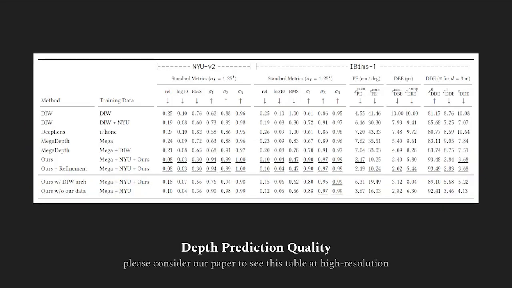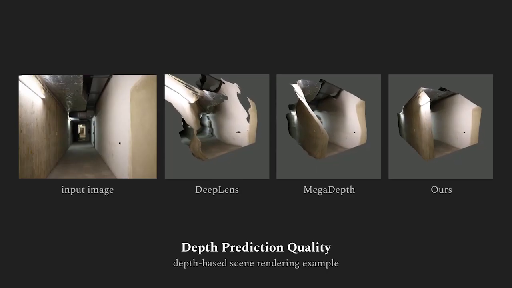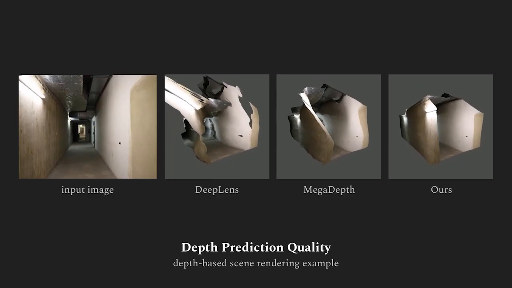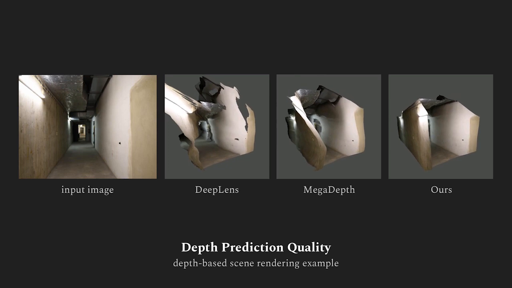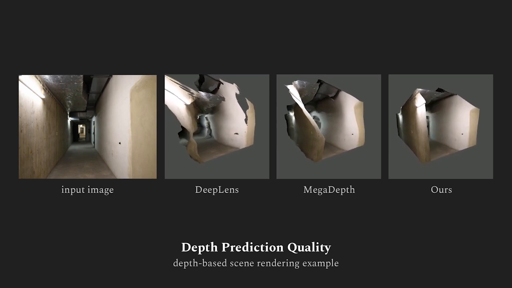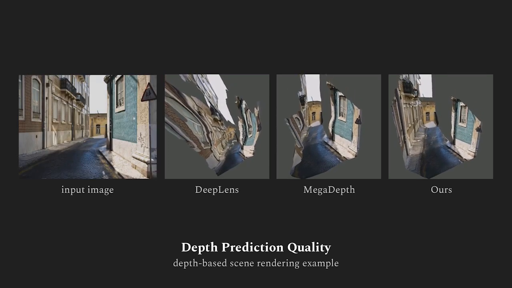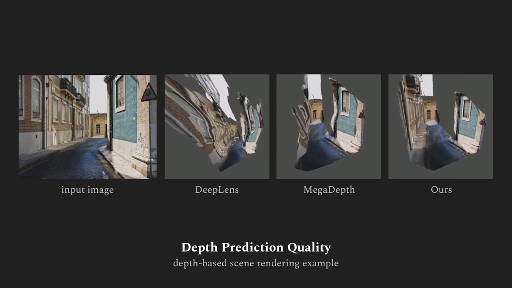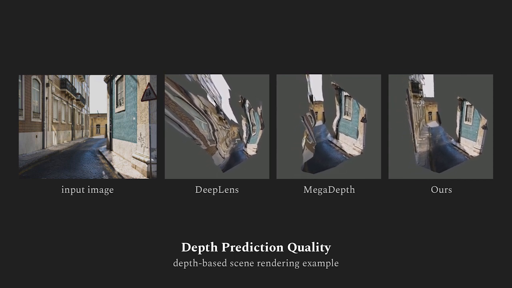We evaluate the effectiveness of our depth prediction model on the NYU-V2 as well as the iBims-1 benchmark and note that our method compares favorably to state-of-the-art depth prediction methods in all depth quality metrics that we analyzed. Please kindly refer to our paper for a high-resolution version of this table. We also note that our depth estimation network better preserves the scene structure, as shown in these depth-based scene renderings. Our depth estimation network is even able to preserve the scene structure of relatively complex scenes, as in this example of an alley.